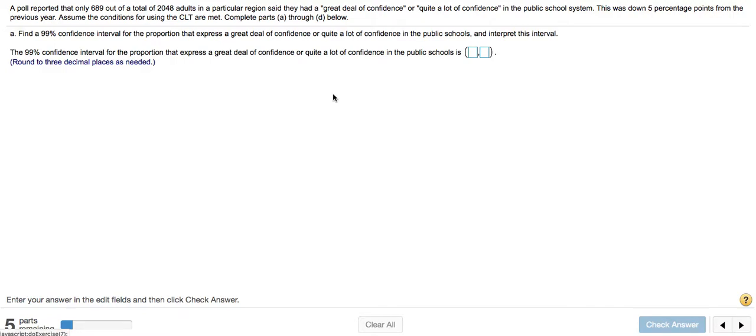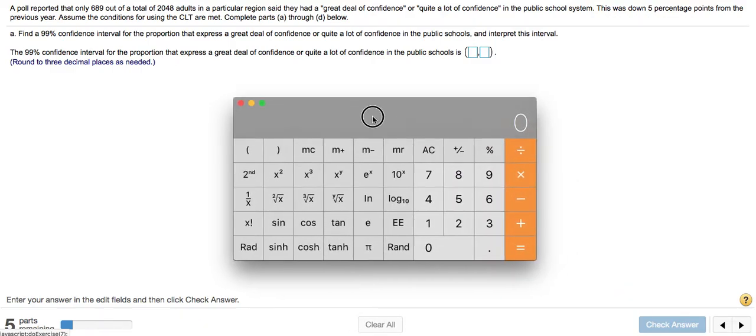A poll reported that only 689 out of a total 2,048 adults in a particular region said they had a great deal of confidence or quite a lot of confidence in the public school systems. Part A asks to find a 99% confidence interval for the proportion. If you want to use this data to estimate the proportion, that's simple.